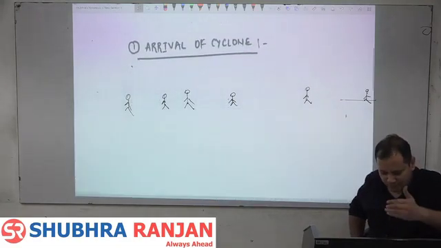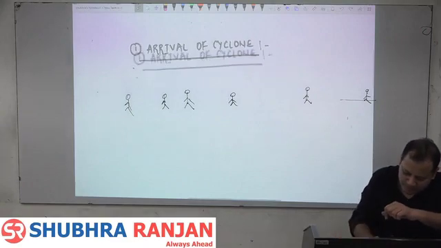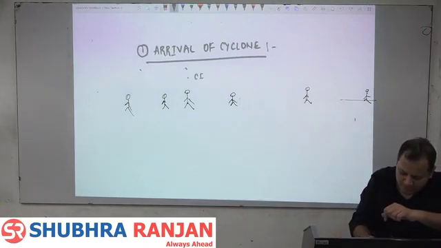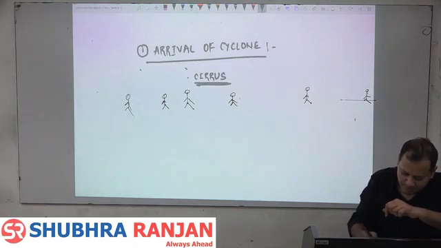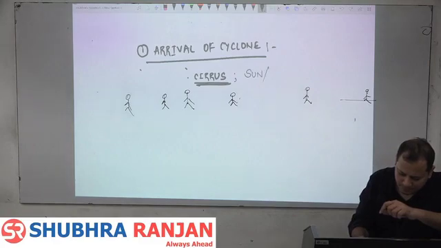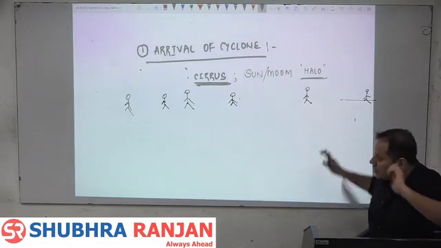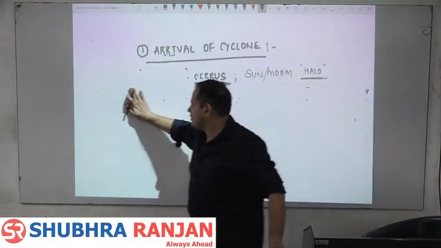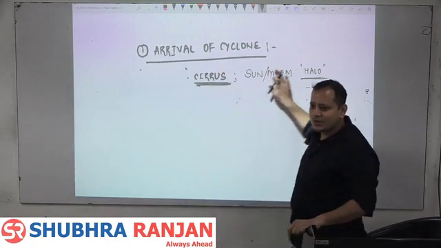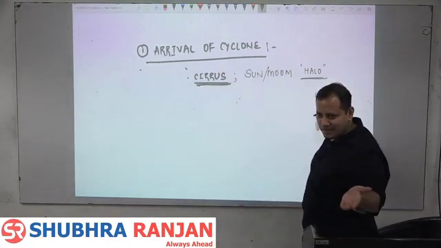Next point, the same sub-points. There is a presence of cirrus clouds high up in the sky. The sun or moon is encircled by a halo. Which cloud is associated with halo? Cirrostratus. So after cirrus there is cirrostratus.